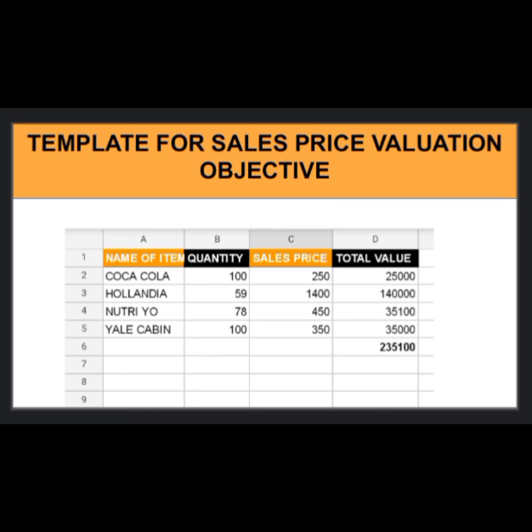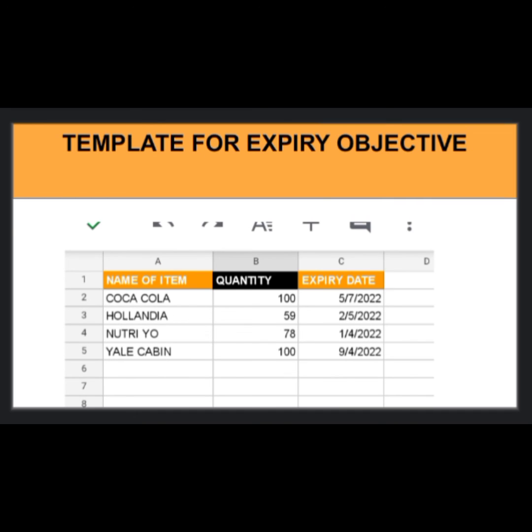All right, different objective determines you create different template. Okay, so let me show you one more template before I open up my phone and show you how I was able to create this template using Google Sheets. So let me show you one more template. So the next template I want to show you is the template for expiry objective.